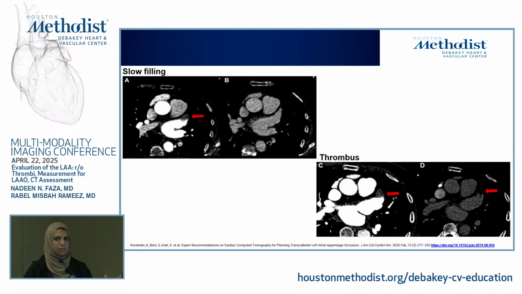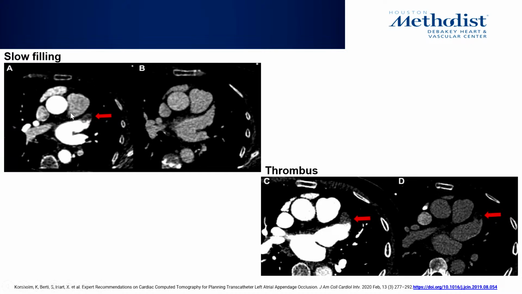So this is an example that highlights the importance of the delayed imaging. In the first set of images, we have what we're calling slow filling. There's a filling defect in the left atrial appendage, and that is cleared on the delayed imaging. That is consistent with slow filling and with smoke on TEE. On the second set of images, we have a filling defect in the initial scan that then persists on delayed imaging, and that is consistent with thrombus.